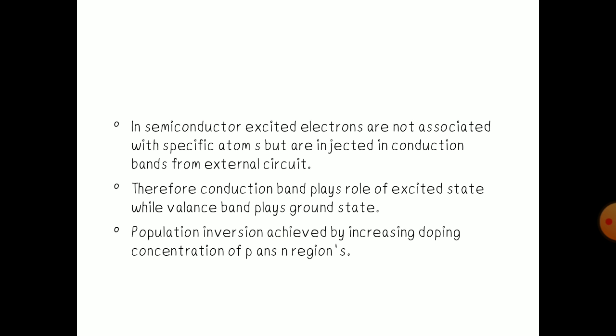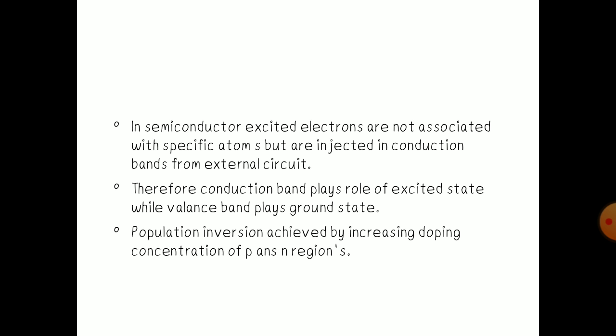It means if we increase the concentration of the P and N regions, there are already a large number of electrons in the N region and a large number of holes in the P region. This is the condition by which we are increasing the concentration of electrons or holes in a particular region. This is called population inversion. Therefore the conduction band plays the role of the excited state while the valence band plays the role of the ground state.